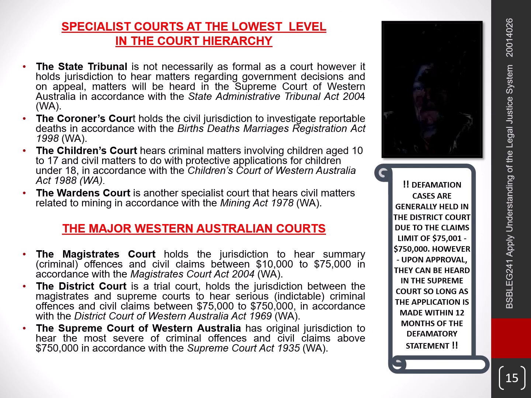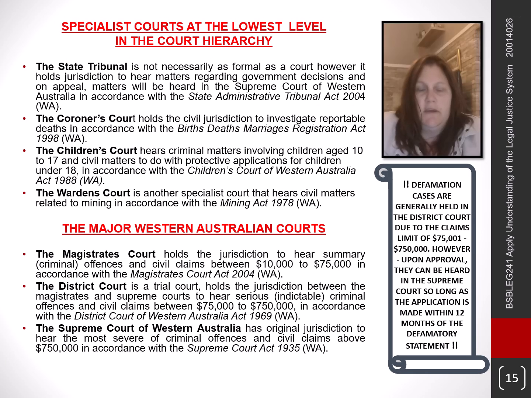Which court is likely to hear a case in defamation? Defamation cases are generally brought to proceedings in the District Court of Western Australia. This is because the court awards damages between $75,001 to $750,000. If Kayla is seeking more than $750,000 in damages, she may apply to the Supreme Court. However, the amount she seeks must be approved by the court registrar first, and it must be made within 12 months of Eva's alleged statement.